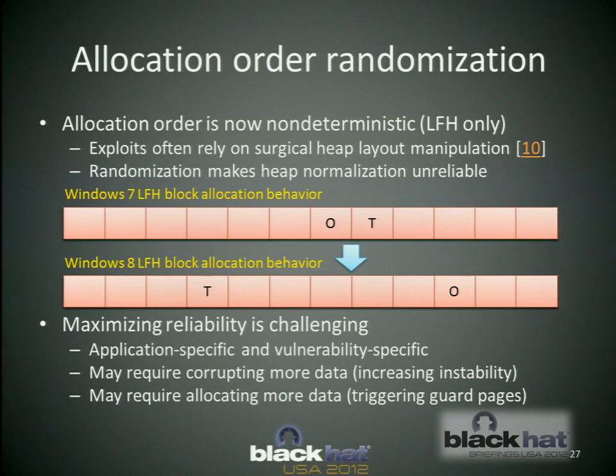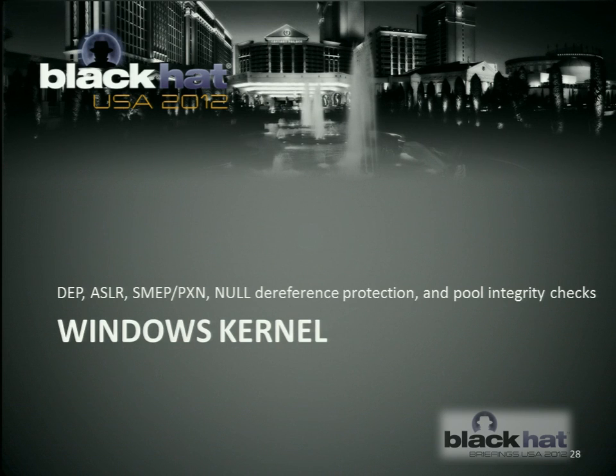And as a result, an attacker looking to maximize the reliability of their heap-based memory corruption is going to face some challenges here. I mean, it's going to be application-specific and vulnerability-specific. It may require them to corrupt more data to try to overcome the effects of this heap randomization, thus increasing instability by collateral damage to the heap. And it may also require them to allocate more data. And by allocating more data, that may trip the policy for when we decide to enable guard pages for a particular subsegment. So those are some of the changes we made to the heap. I'm going to hand it over to Ken to talk about the Windows kernel.